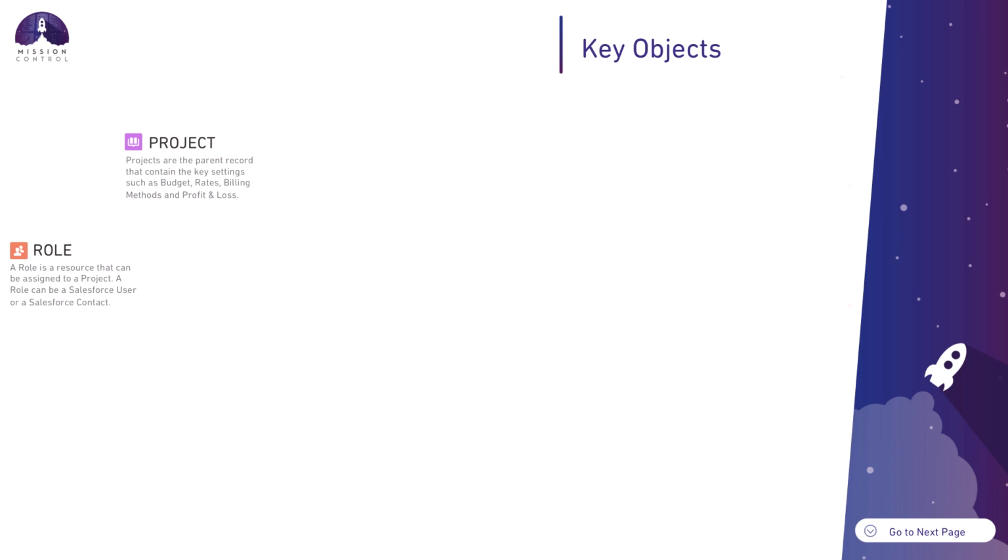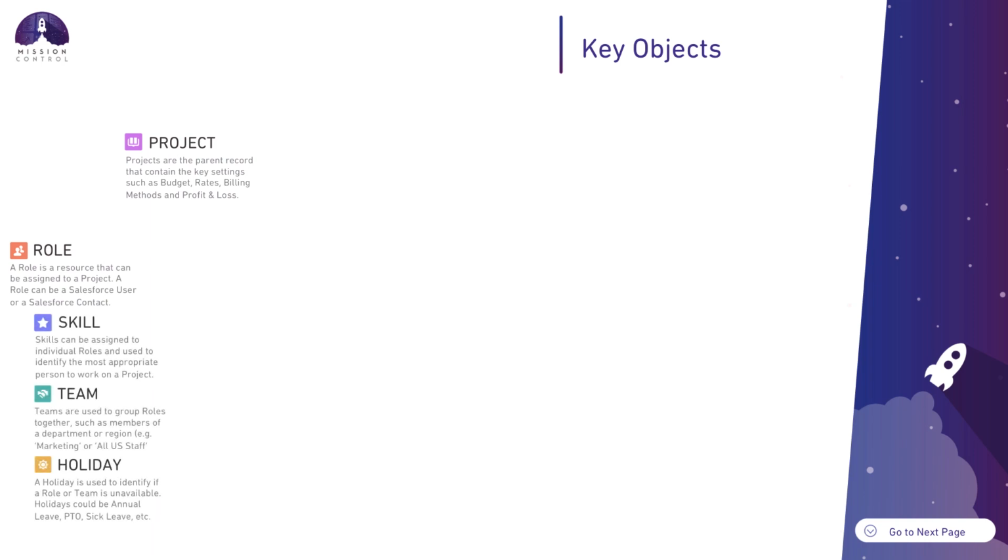Over on the left-hand side, we have the role. Now the role is a record for an individual person that can be assigned as a resource on a project. Underneath that role, you can build out a profile for each person. What skills are they capable of doing? What teams are they a member of? And what holidays have they got coming up? All of those attributes come in handy when you're trying to resource a new project.